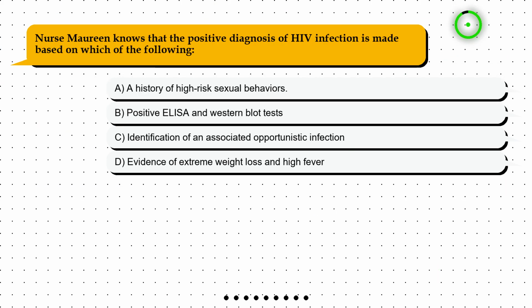Question 8. Nurse Maureen knows that the positive diagnosis of HIV infection is made based on which of the following? Option A. A history of high-risk sexual behaviors. Option B. Positive ELISA and Western blot tests. Option C. Identification of an associated opportunistic infection. Option D. Evidence of extreme weight loss and high fever.